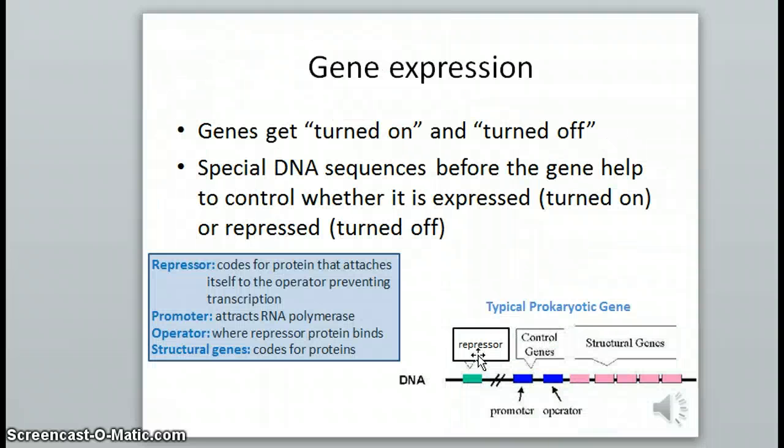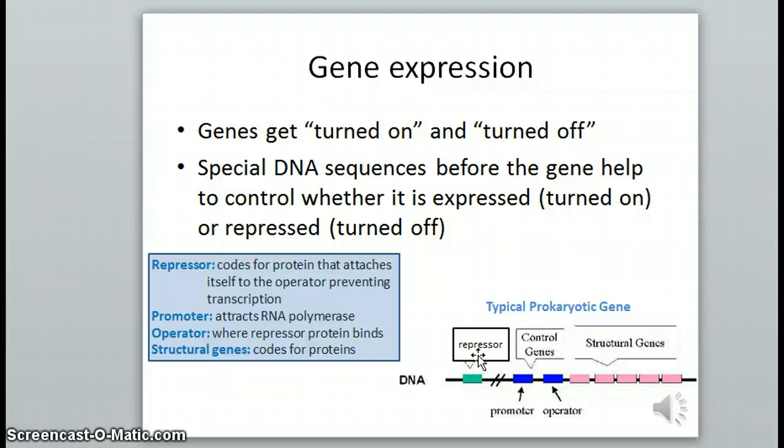When you hear about a gene being turned on, that means transcription and translation is taking place to produce the protein the gene codes for. When it's turned off, no transcription or translation is taking place. Special sequences before structural genes, or the genes that actually code for the protein, give instructions about whether the gene should be turned on or off.